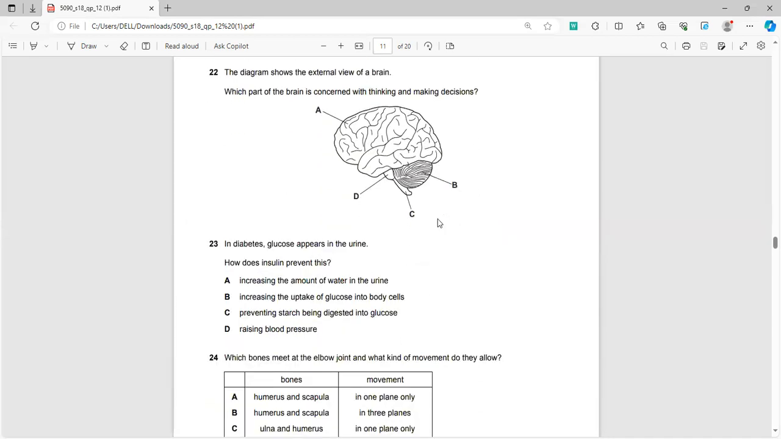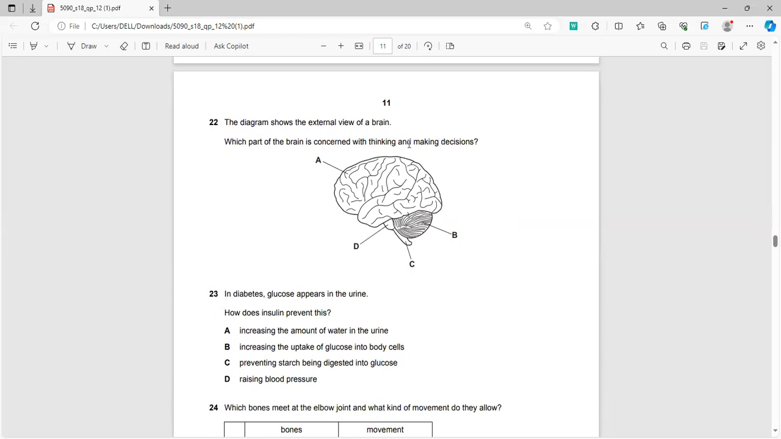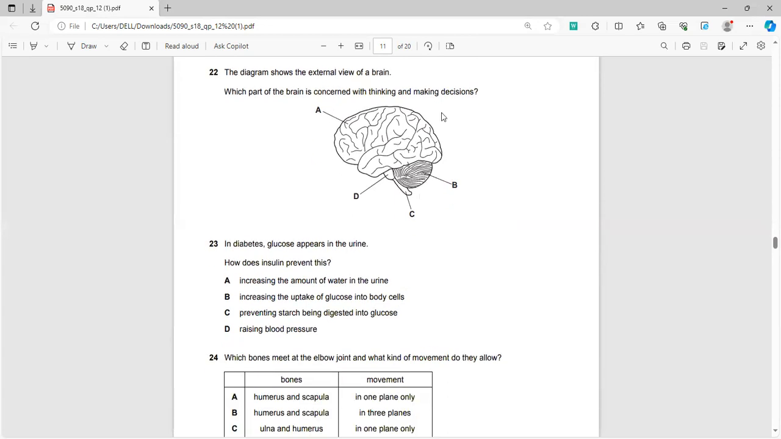Question number 22. Which part of the brain is concerned with thinking and making decisions? It's the function of the cerebral cortex. A is the answer, and it is the largest portion, as you can see above as well.